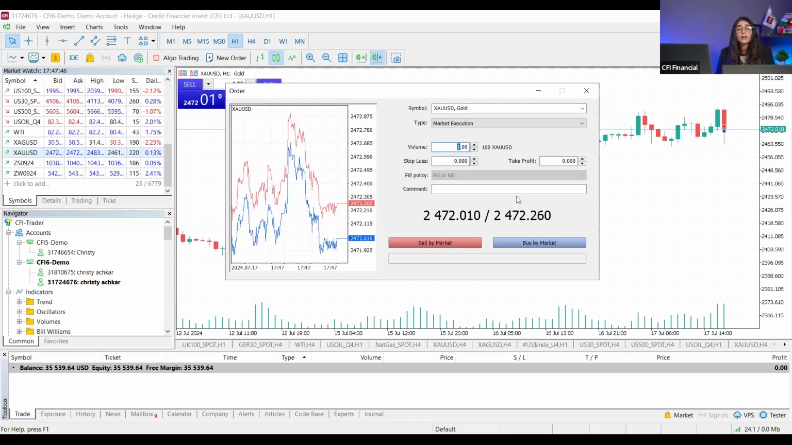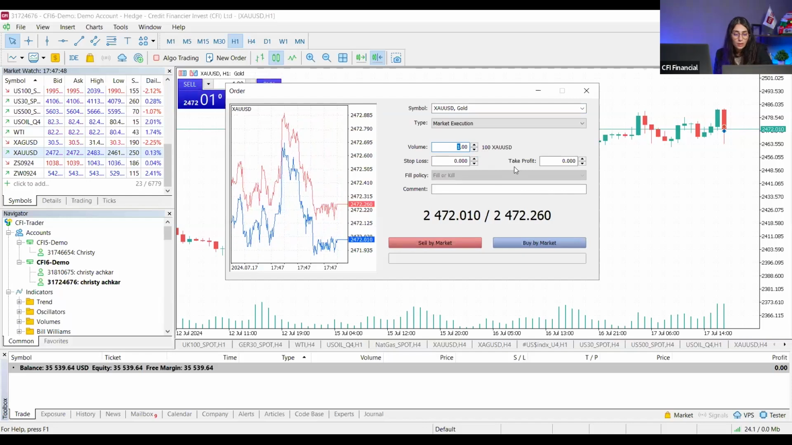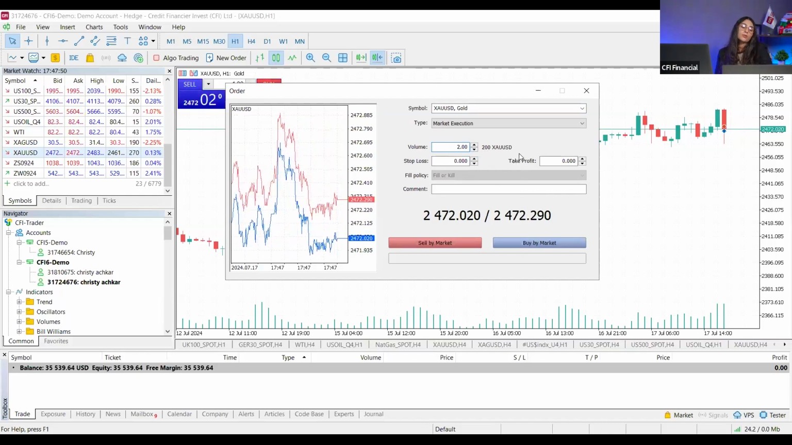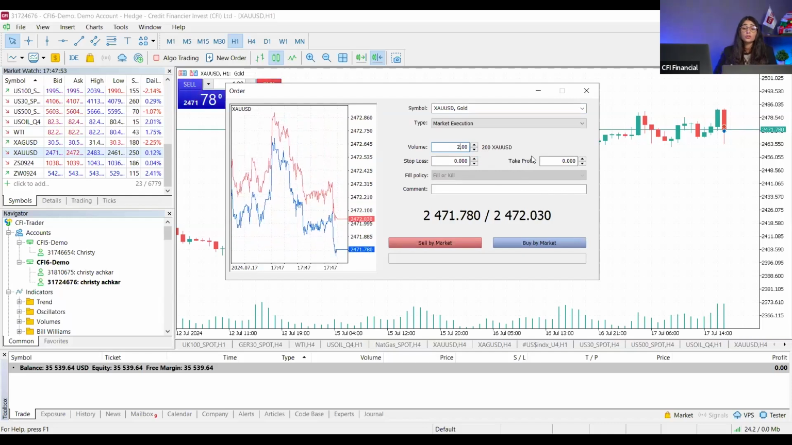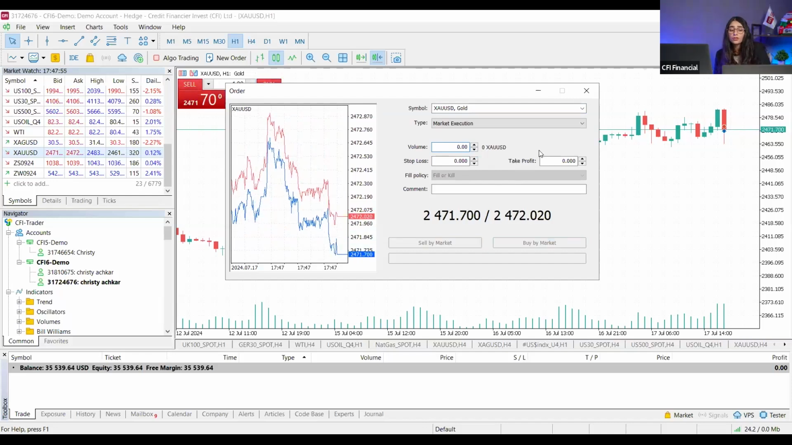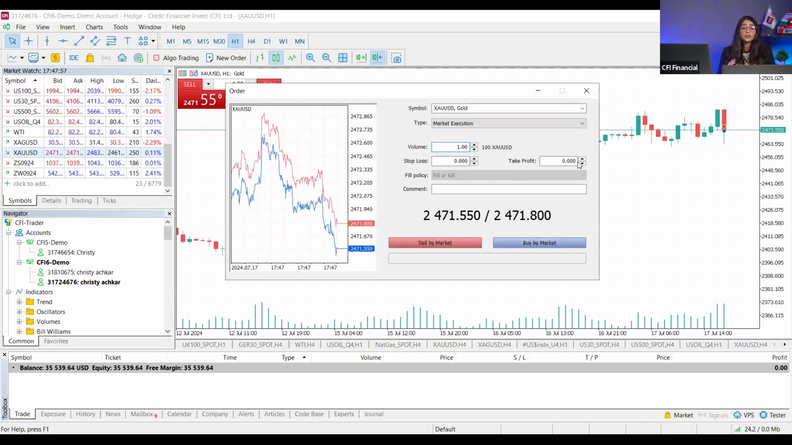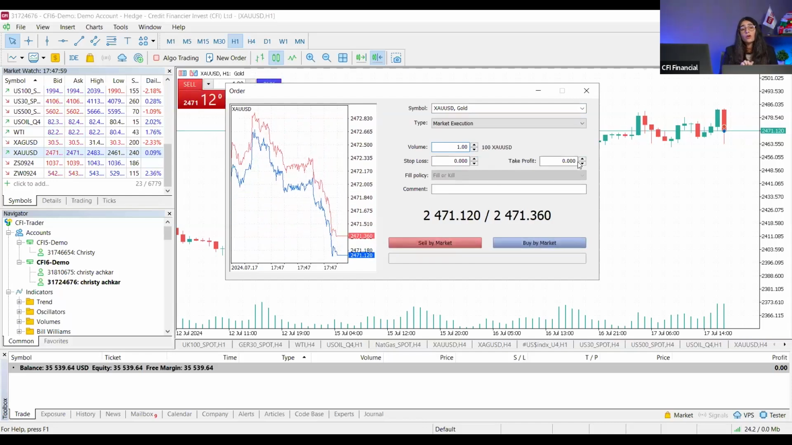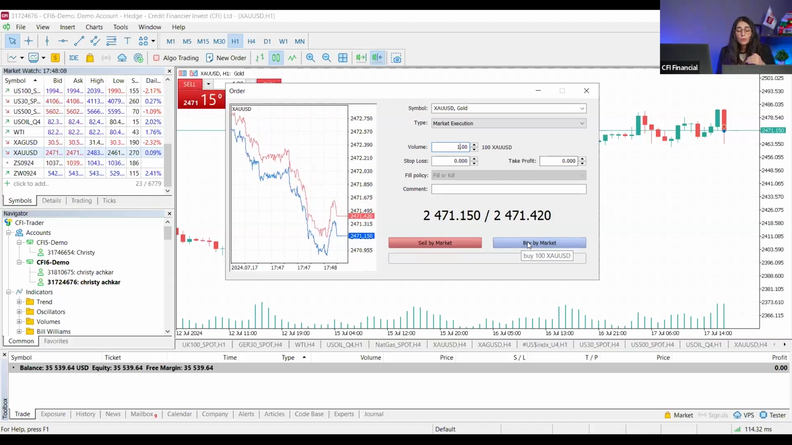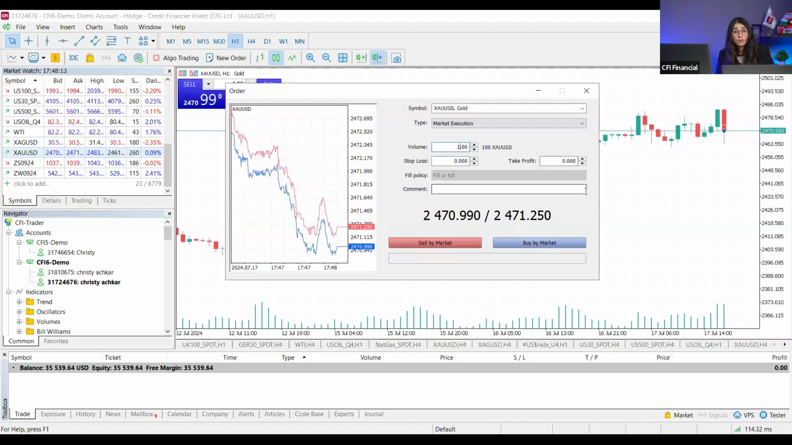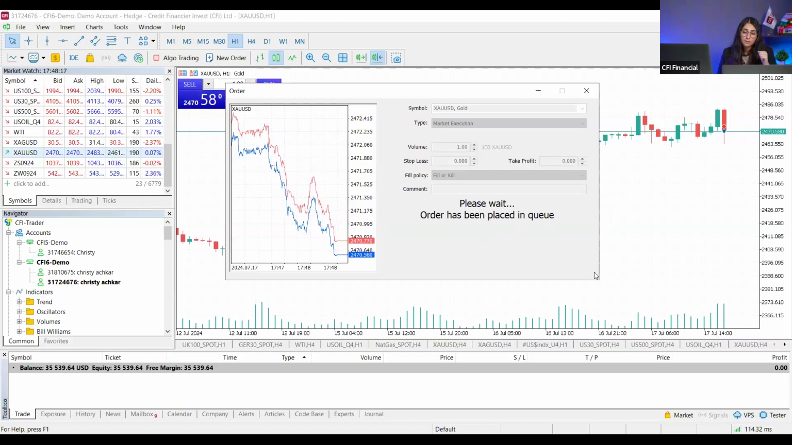Let's say I wanted to enter 2 lots of gold. Once I put 2 here, you can see on the right side, the contract size is changed to 200. So any instrument you enter, once you hit new order, you go to volume, you put the amount of volume you want, and you're going to know how many units you're going to be entering. Moving on, let's say we wanted to do a market execution order. The type is market execution. I check everything is how I want it to be. And let's say I want to sell.